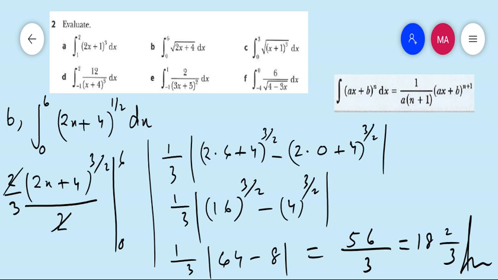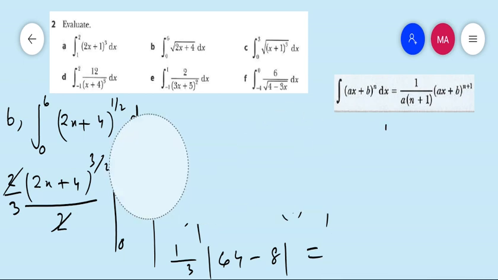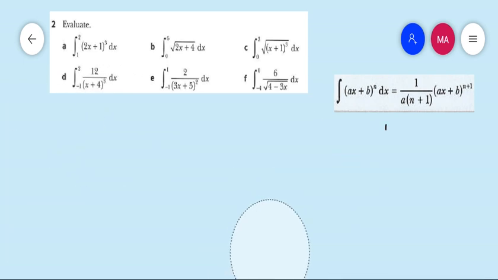Move to part C. So these are very easy questions. Just apply the formula which we have discussed earlier in exercise 15.2.